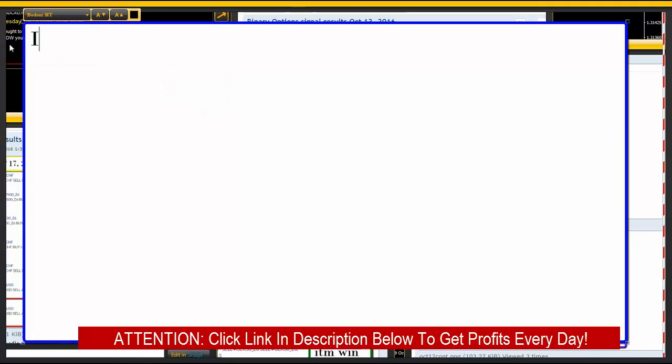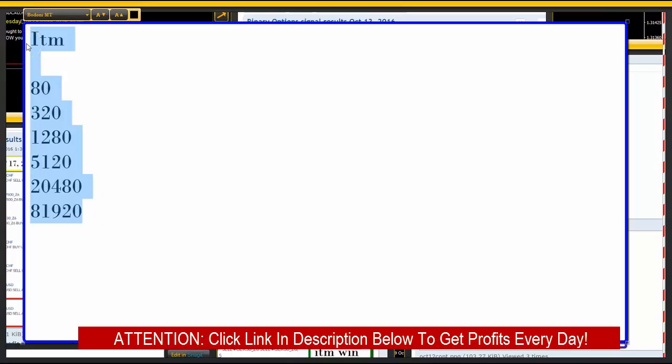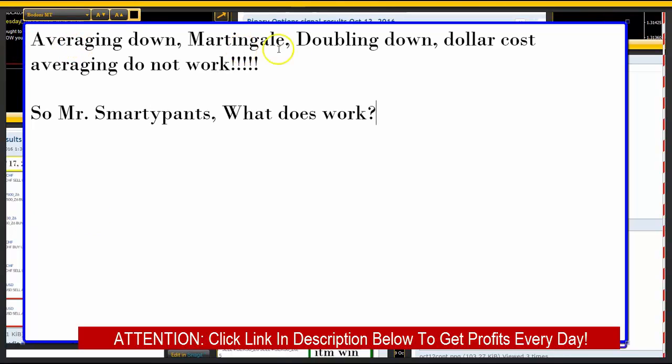Okay, for ITMs it's even worse. If you're averaging down on an ITM trade to try to make back that loss, if you lost 80 and you're trying to make 20 on every single one, the next one you're going to have to risk is 320, then 1280, then, after a series of about 6 trades, you're up to $81,000. Stupid. Don't do it. Averaging down, martingale, doubling down, dollar cost averaging do not work. So, Mr. Smarty Pants, what does work?